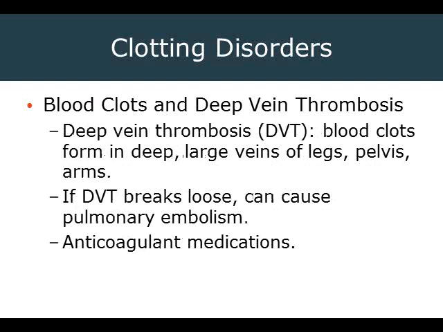So, blood clots and DVTs. The deep vein thrombosis is a blood clot that forms in a deep, large vein, usually in the leg, the pelvis, or the arms. It's usually out on the periphery. If that breaks loose, it can cause a pulmonary embolism. In most cases, if it breaks loose, it makes its way to the venous circulation, and then that venous circulation feeds the blood back up to the heart.